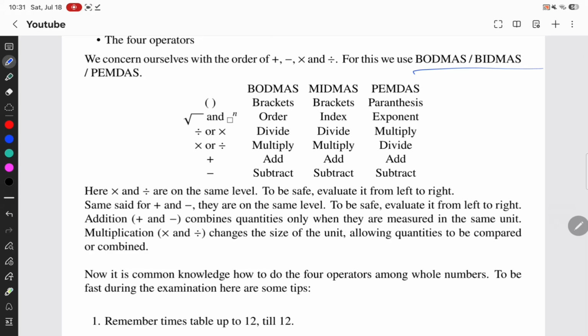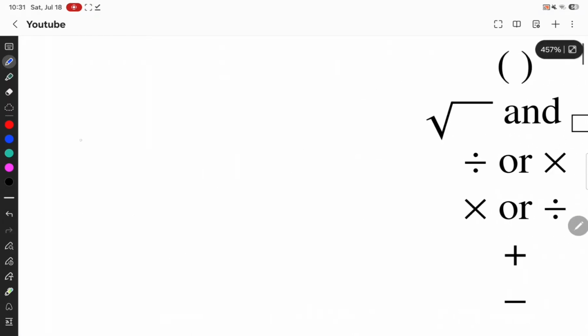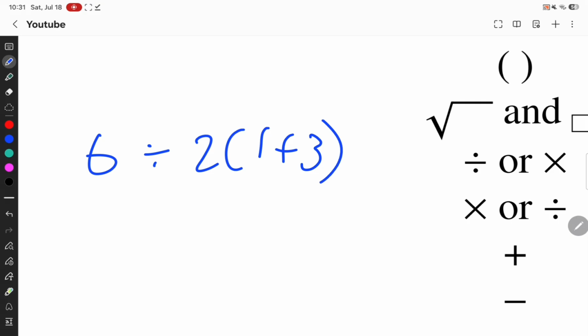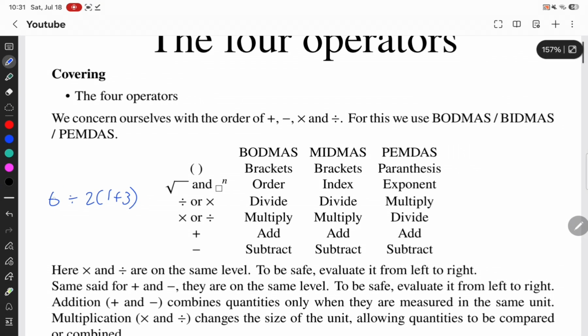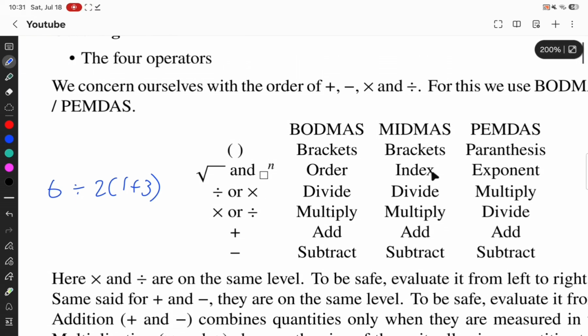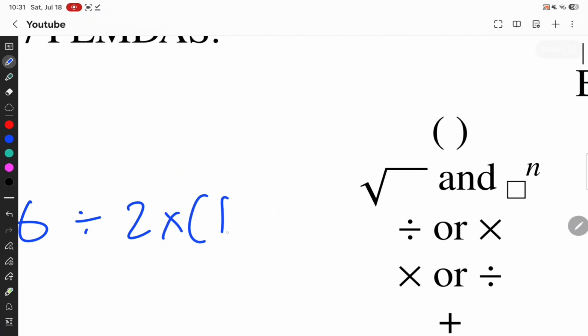We use BODMAS, BIDMAS and PEMDAS to know in which order we do these operations. Why do we use BODMAS, BIDMAS and PEMDAS? If we did not follow a set rule, for example 6 divided by 2, 1 plus 3, we would not know how to do this. How do we evaluate this?